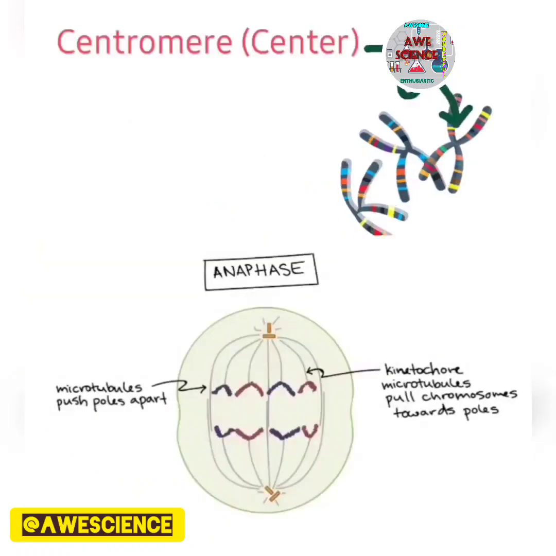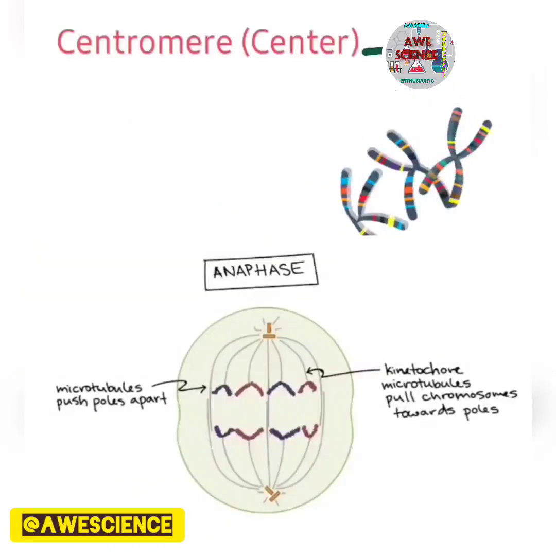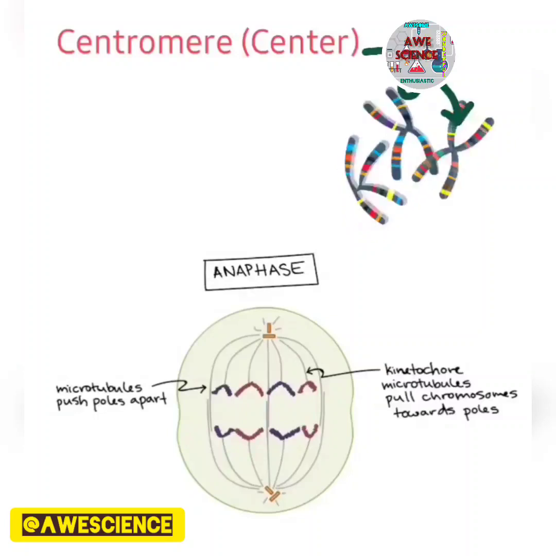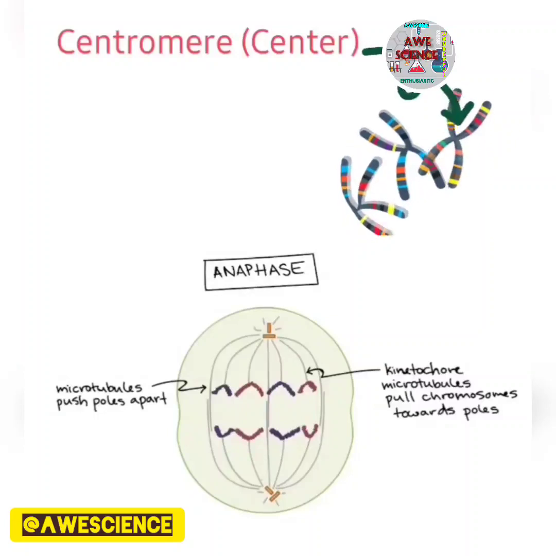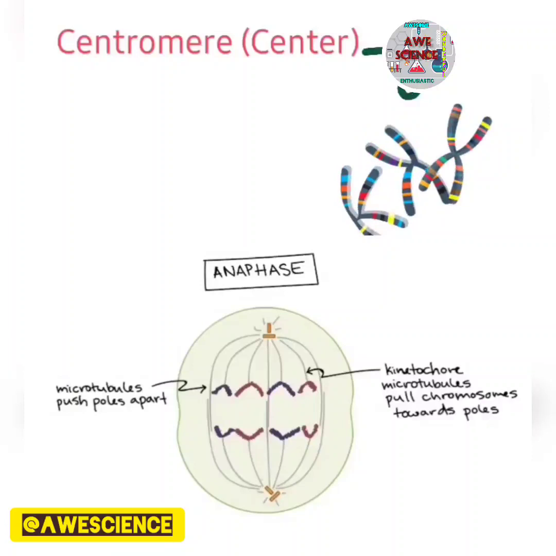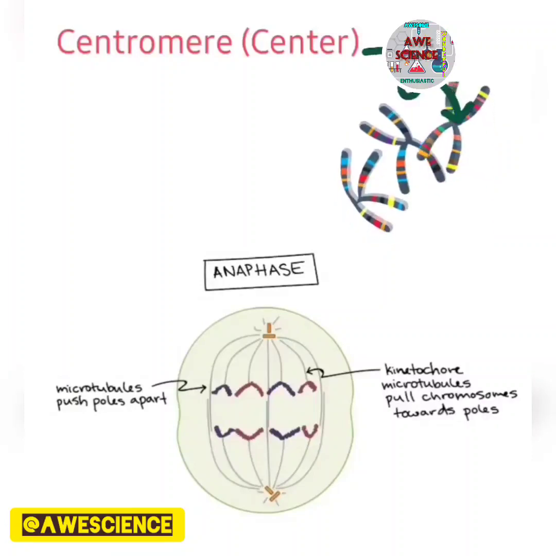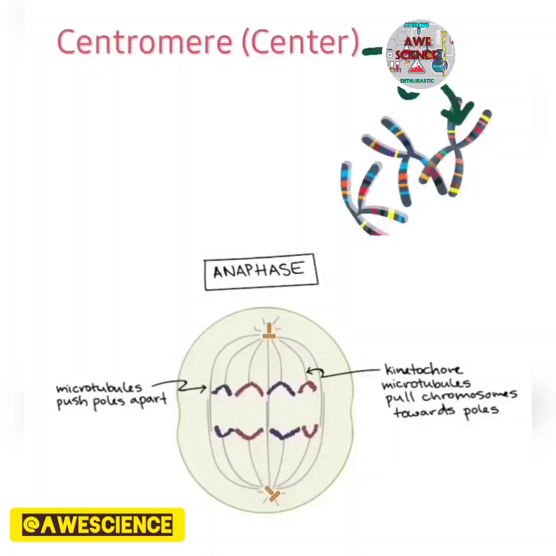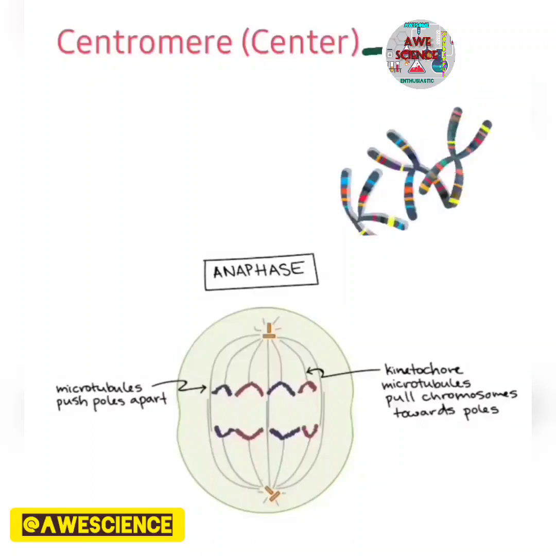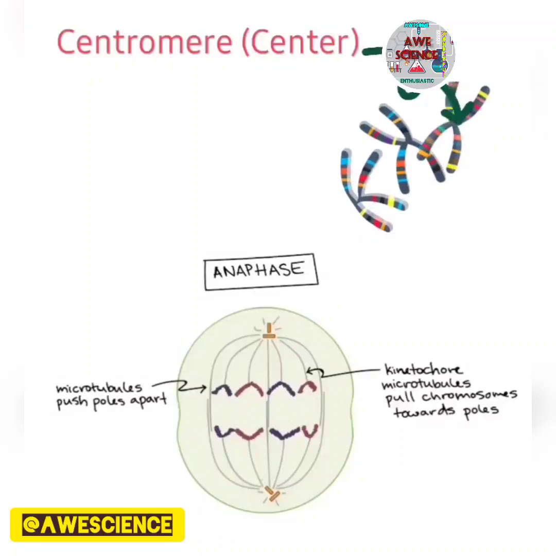The third step is anaphase. In anaphase, the microtubules pull the chromosomes towards the poles. Now, from where do these microtubules pull the chromosomes? They pull the chromosomes from the center of it, known as the centromere, as I have shown above.